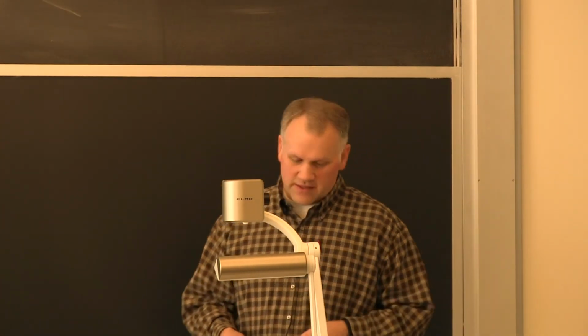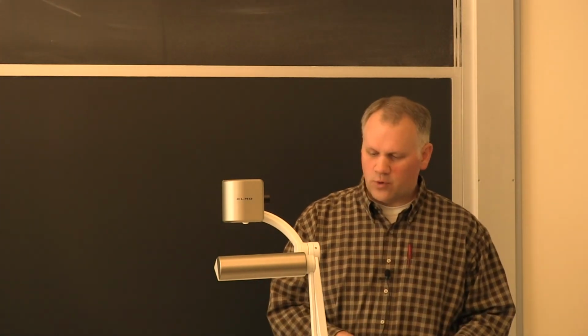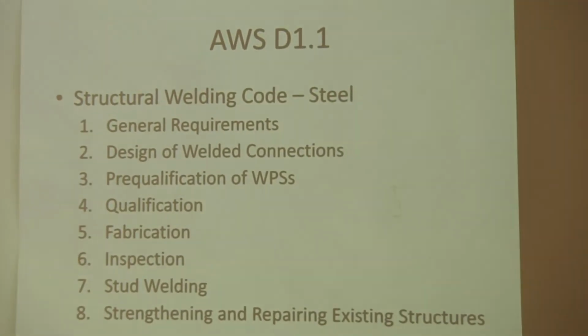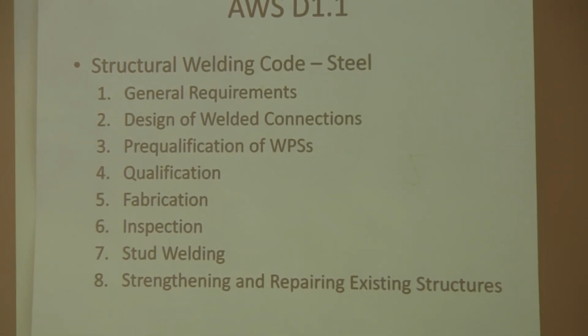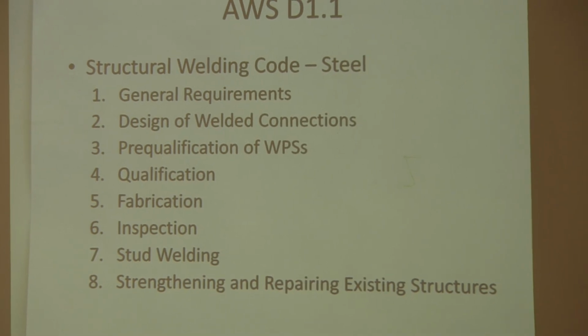Not going to spend a lot of time on this. These are just the various sections in the AWS D1.1 code. It's divided into 8 sections. Unless you're doing something specific like stud welding or fixing existing structures, you're mostly going to use the first 6 sections. Really, unless you're involved in design, you may even use just a few of the sections. But basically, the design, the second section, the part hasn't been built yet. These are the design things that you need to consider.